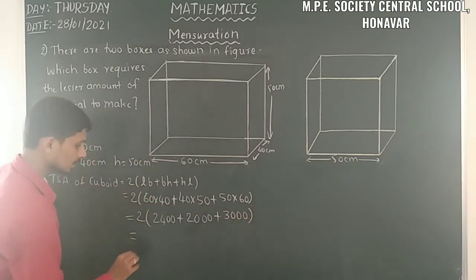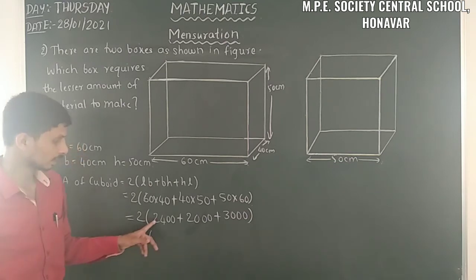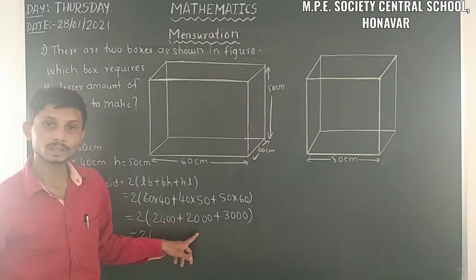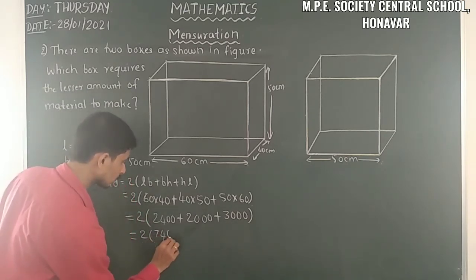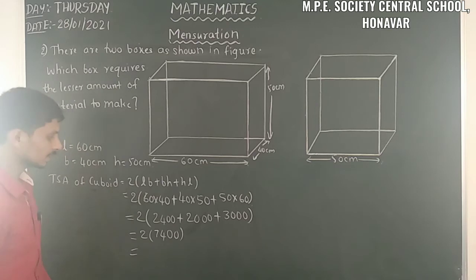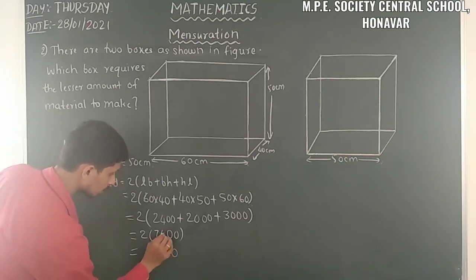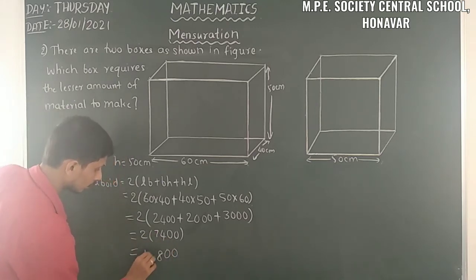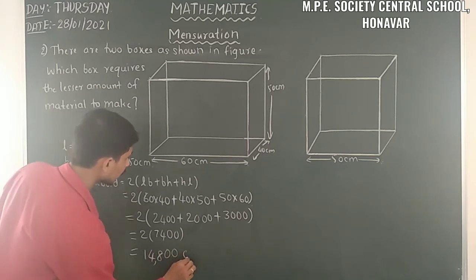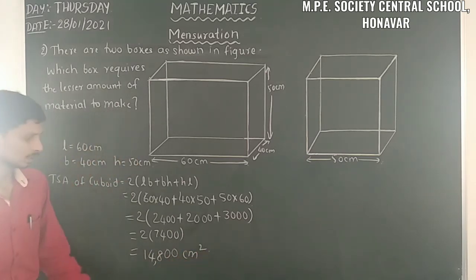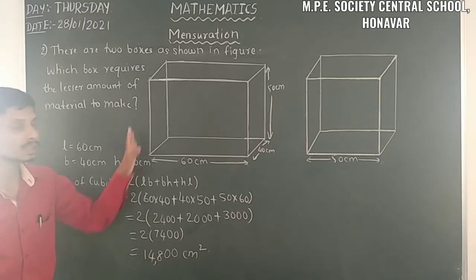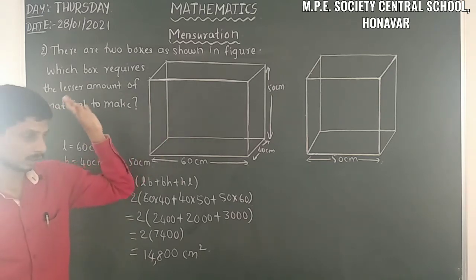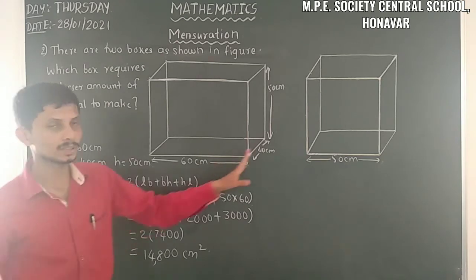Just observe: 2400 plus 2000 is 4400, plus 3000 is 7400, and multiplying by 2, the answer is 14,800. So 14,800 centimeter square is the total surface of the material required for the cuboid. And then we have to find out the cube.